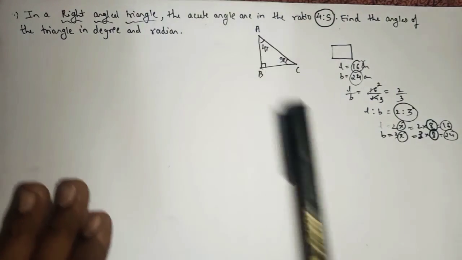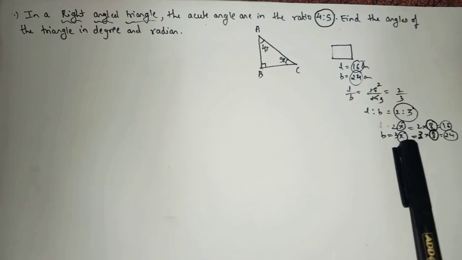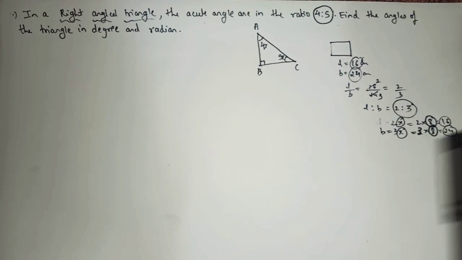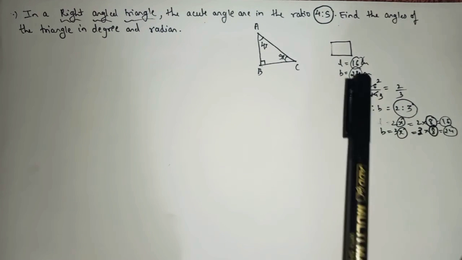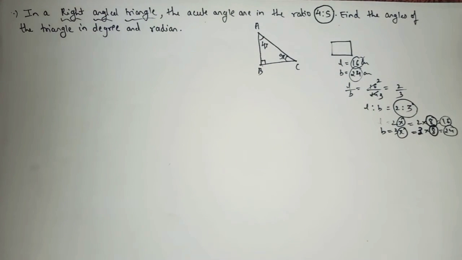So here we required the common multiple, and as we saw, the common multiple for both was 8. So when you multiply both the numbers by 8, you will get the perfect answer.